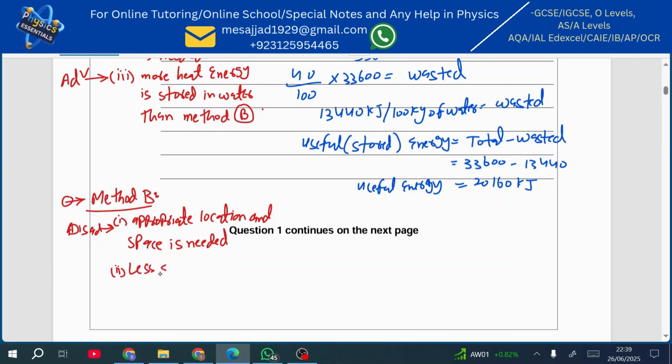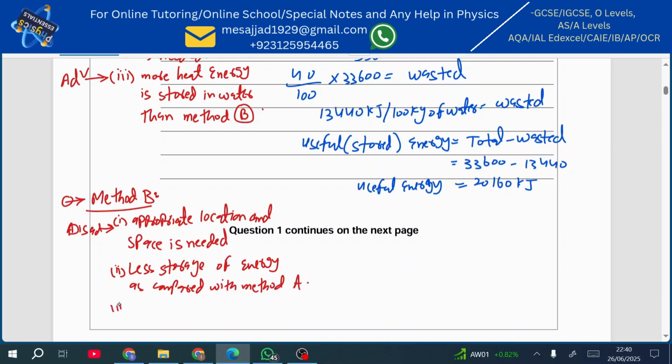less storage of energy as compared with method A, although the percentage is high. And in this, no insulation is required, because in heat energy you need some insulation, otherwise you will lose the energy storage. But here you don't need any insulation, right? No insulation needed, so that can be your advantage, right?